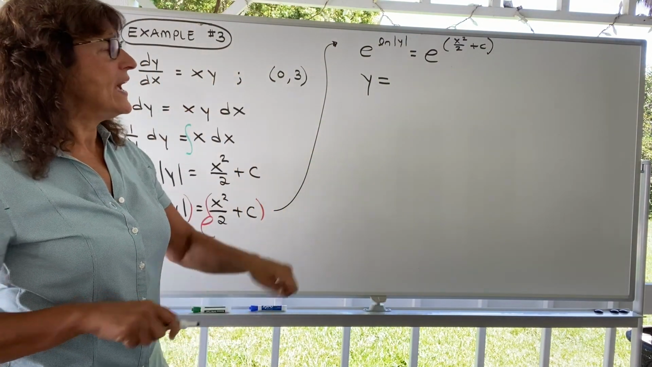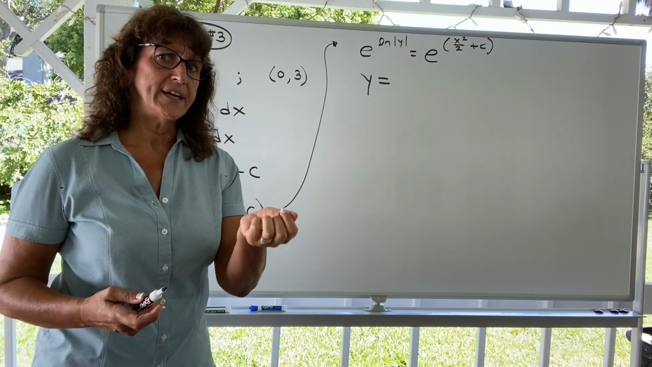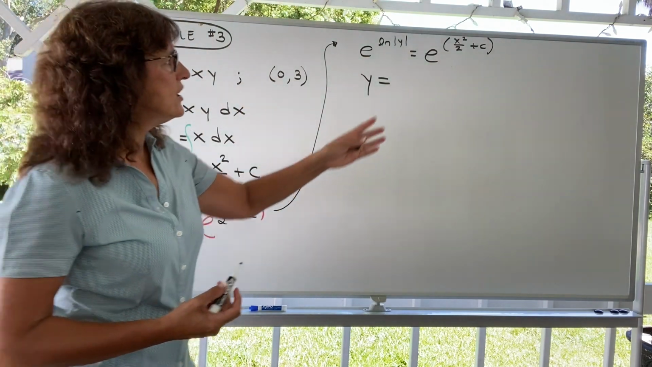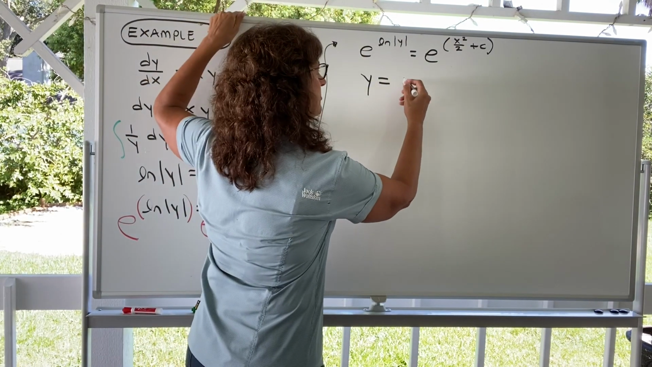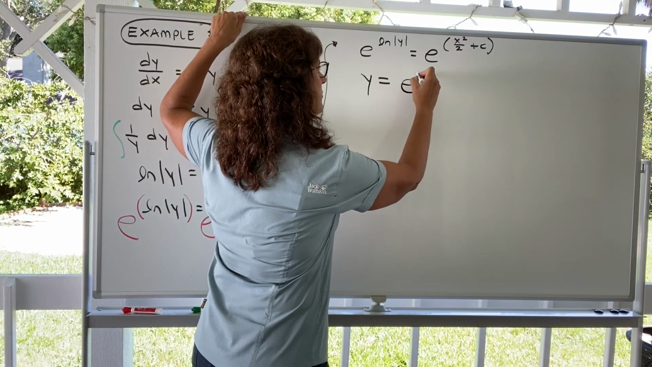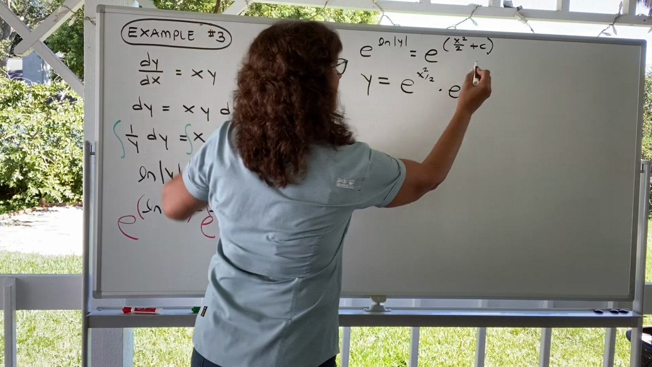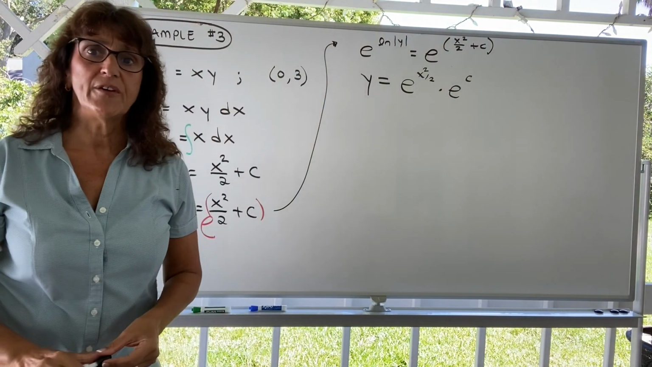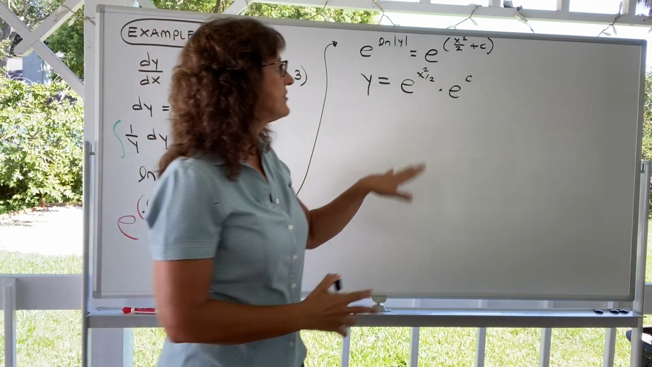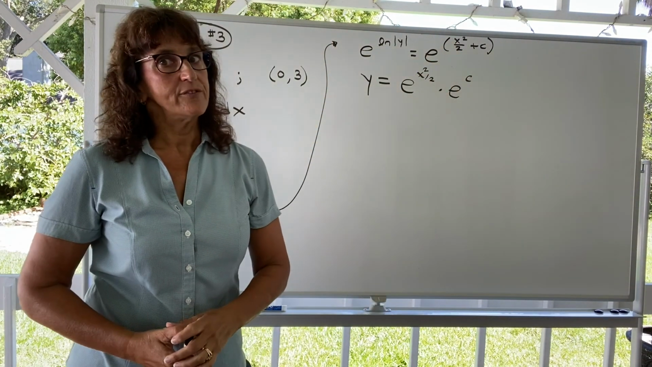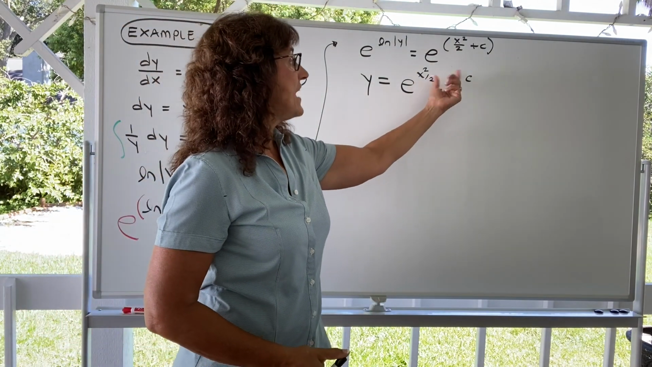Right-hand side, now we have to play around with the algebraic concept of your laws of exponents, okay? So the right-hand side, we want to split this up. We want to call this e raised to the x squared over 2 times e raised to a constant. If you remember from an algebra class, keep the base, add the exponents. That's your rule for exponents, okay?